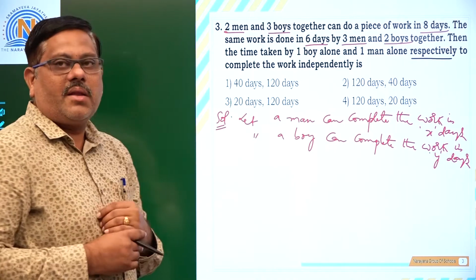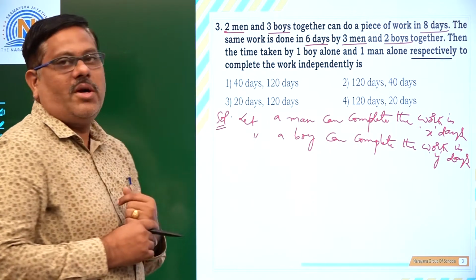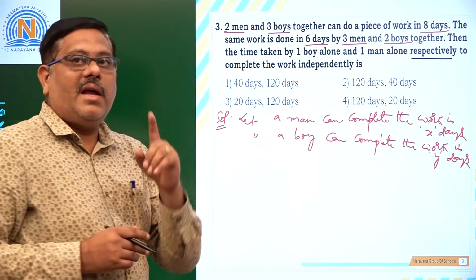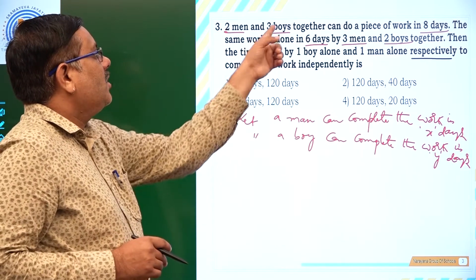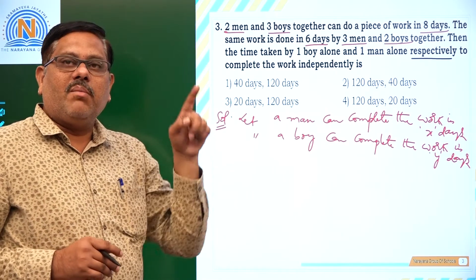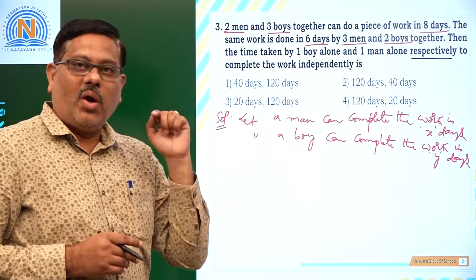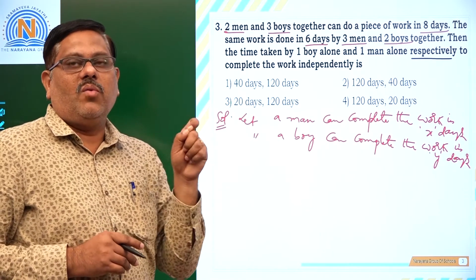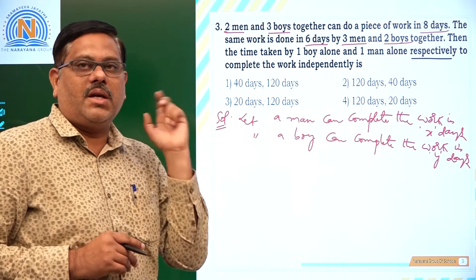So, how many such men are there? 2 men are there and 3 boys are there. How many days are they taking? 8 days they are taking. So, both of them in 1 day, how much work can they complete? 1/8 of the work they can complete. 1 day is specific here. Only 1 day portion of work we have to consider.